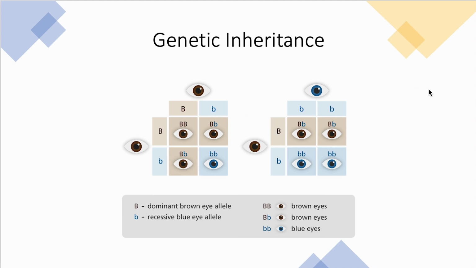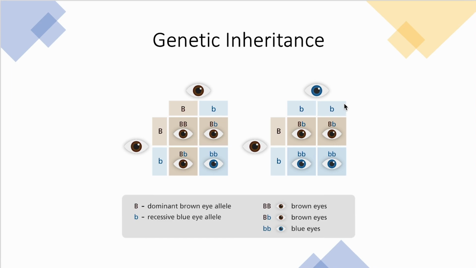In the next example, on the right side, we have exactly the same. But now we have a parent that has brown eyes and another that has blue eyes. Notice the genotype of these parents. This one here is heterozygous, and this one, the blue-eyed parent, is homozygous recessive.